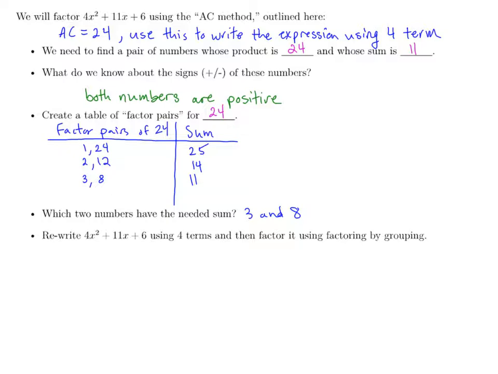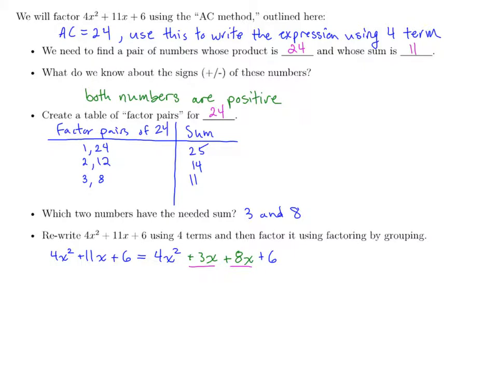Now, what we're going to do with this 3 and 8 is we're going to use it to break 11x up into 3x plus 8x. So the first thing we're going to do, it says rewrite 4x squared plus 11x plus 6 using 4 terms and then factor it using factoring by grouping. So this first step is critical. We're going to take 4x squared plus 11x plus 6. And we will then write it as 4x squared, and this is where our 3x and our 8x will come in. So we'll write plus 3x plus 8x plus 6. Now those are equivalent. 11x is the same as 3x plus 8x. What we've done is identified that this 3x and 8x are the 2 middle terms we need in order for us to be able to factor this using factoring by grouping.